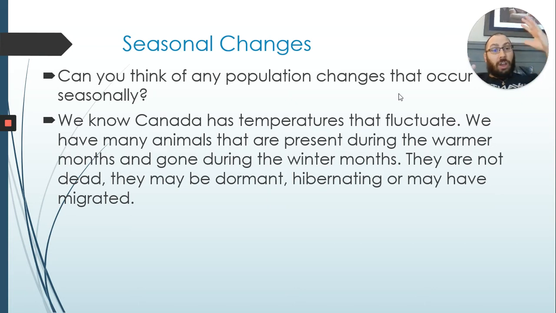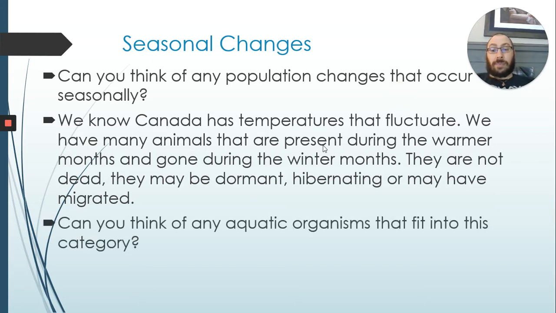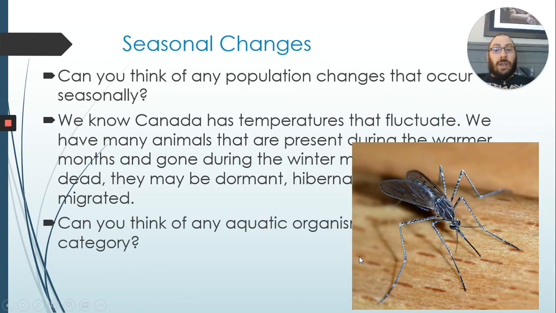Here it says we know Canada's temperatures fluctuate. We get hot, we get cold, and many animals that are present during the warmer months are gone during the winter. This could be because they have been hibernating, they may have gone dormant, or they may have migrated. It doesn't mean they've died. In some cases some of them die out, but in most they don't, because we know they come back every single year.